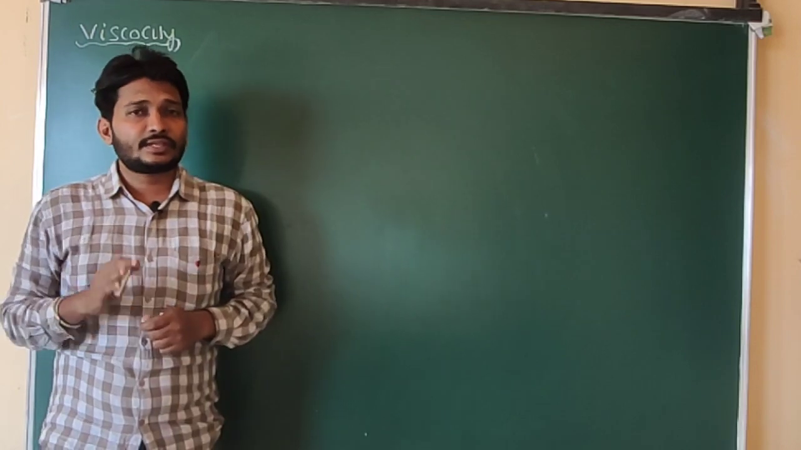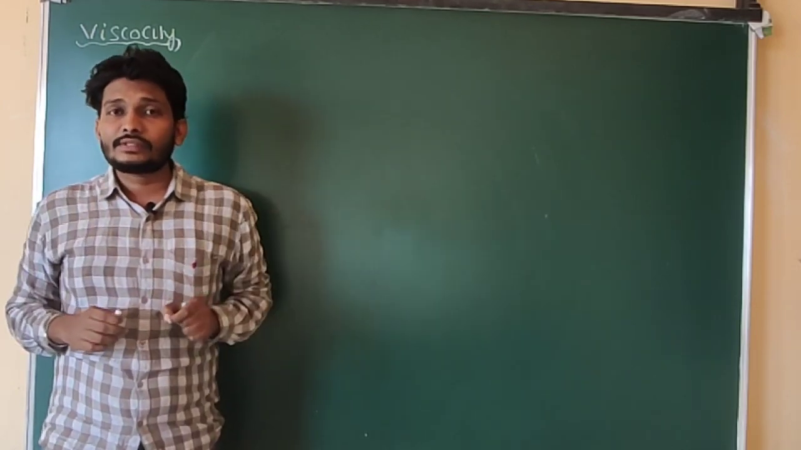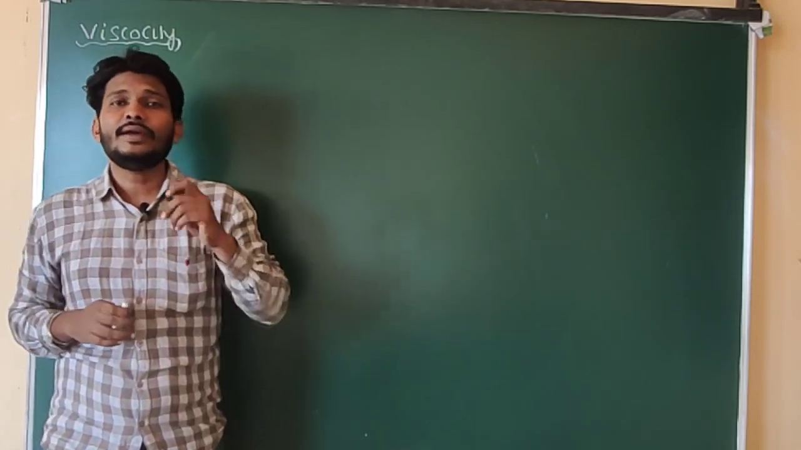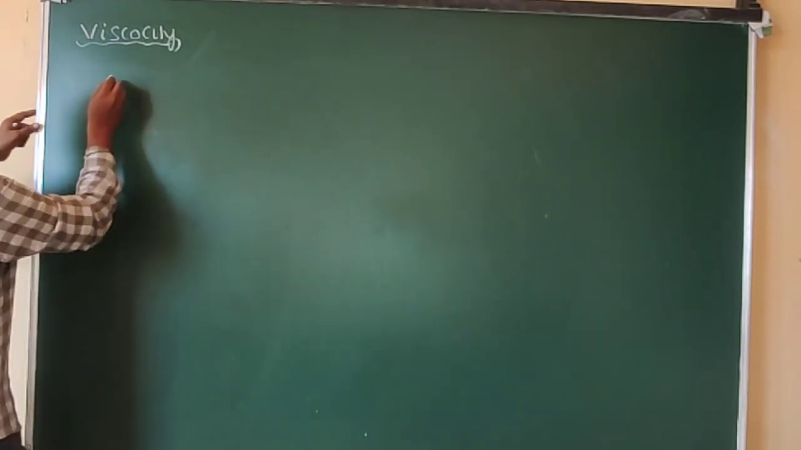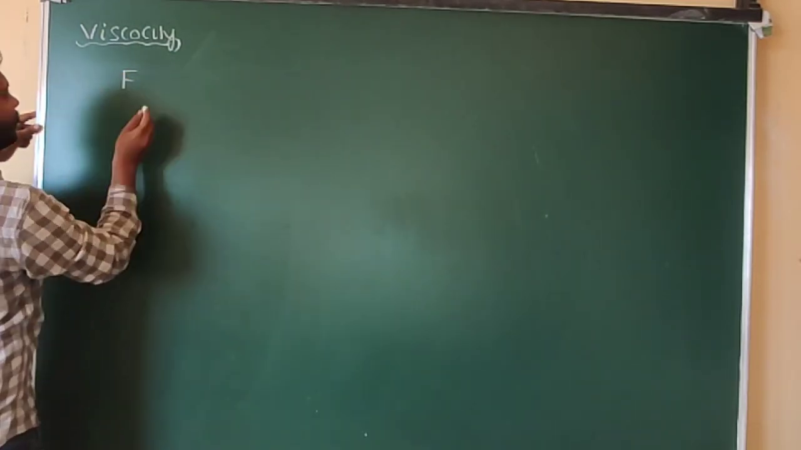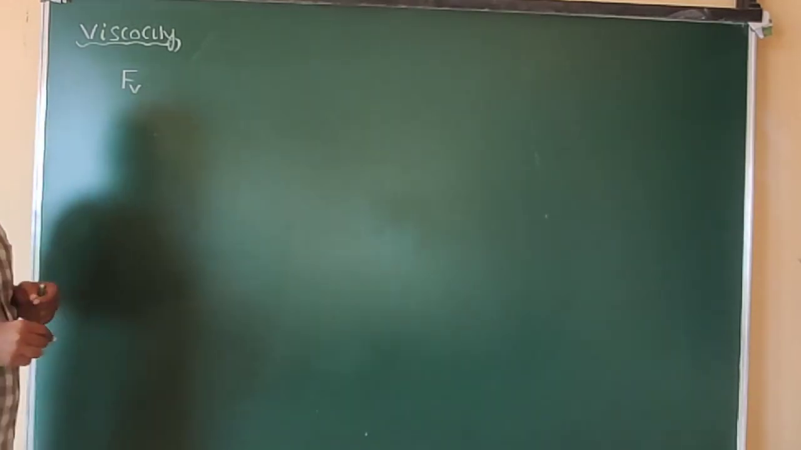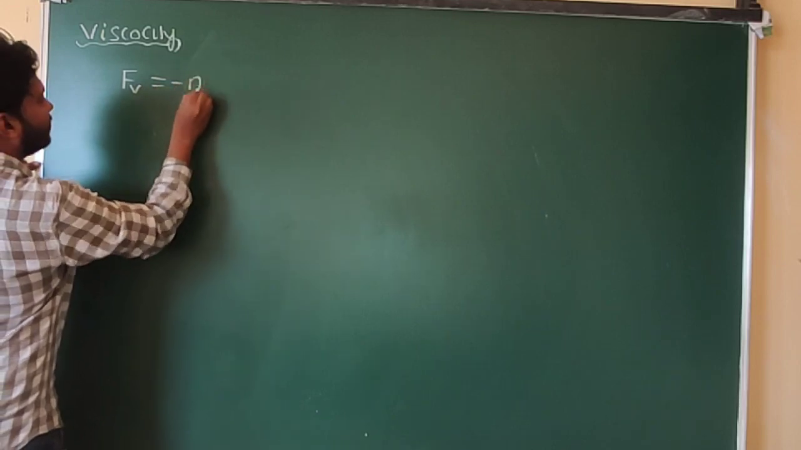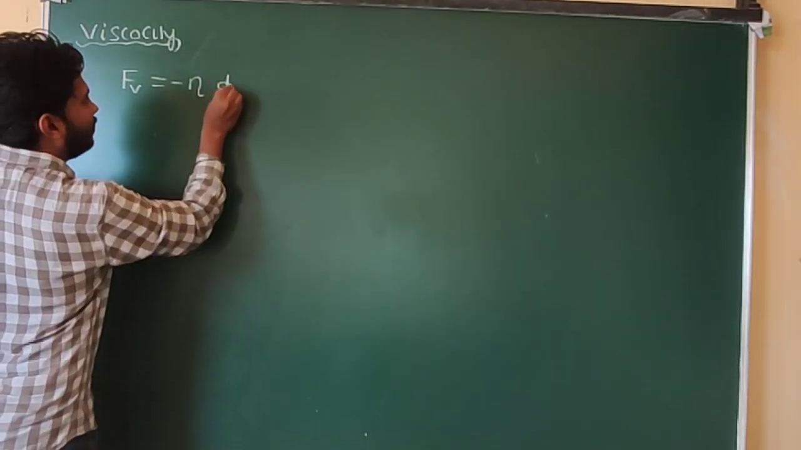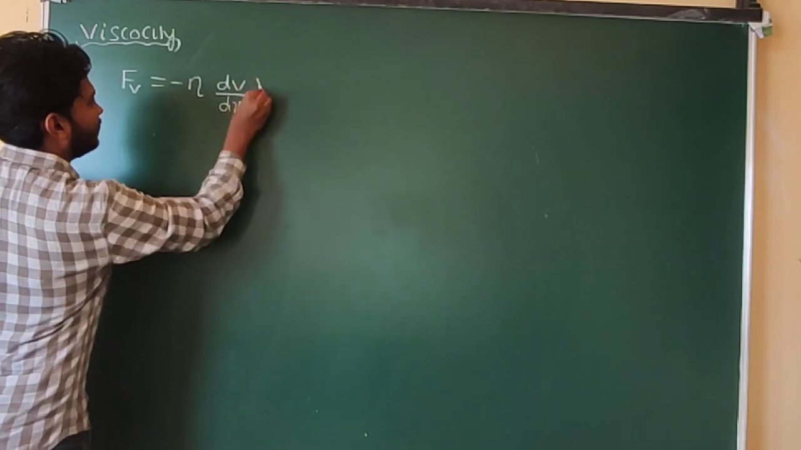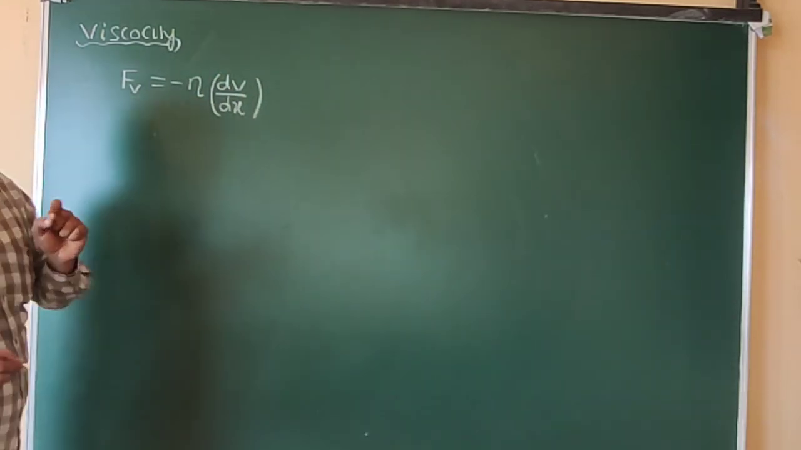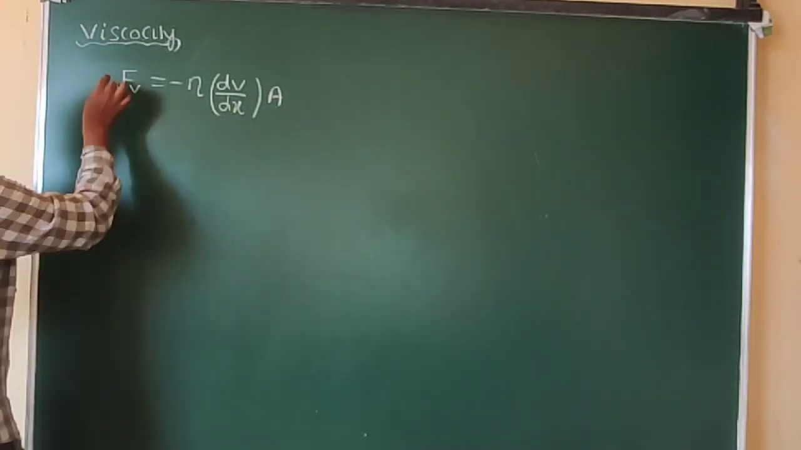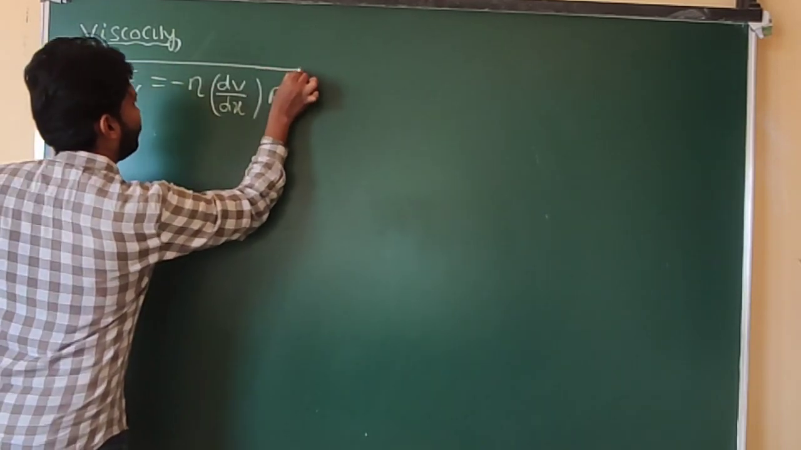In case of this viscous force, we already saw that it depends upon the area of the layer, as well as the velocity gradient, right? So by using those dependent factors, we can write the expression for the viscous force. Viscous force equals minus eta A dv by dx. Here dv by dx represents the velocity gradient, and A is the area. So this is the mathematical expression for the viscous force.